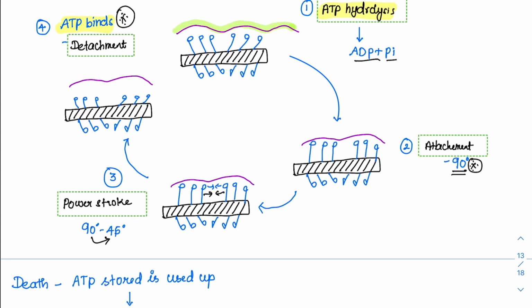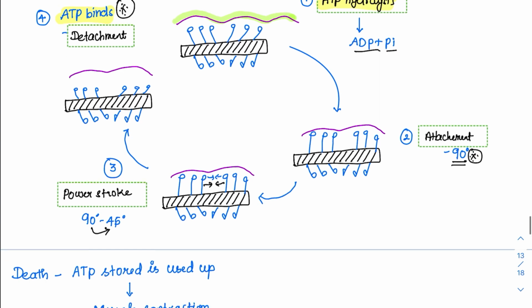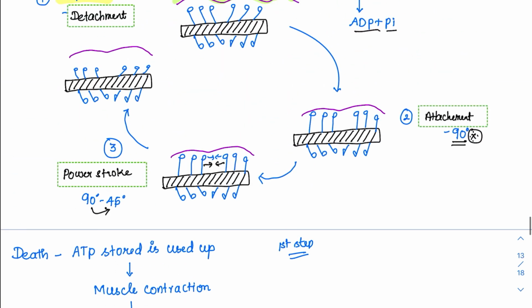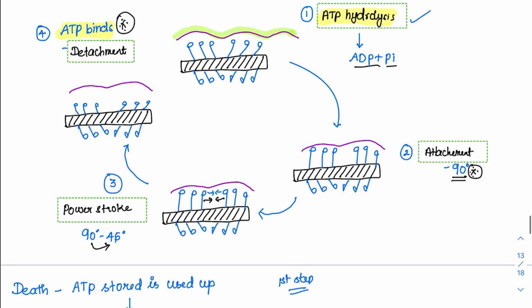There is one important MCQ here. What happens in case of rigor mortis? Whenever the person dies, after the death there is severe contraction of the muscle. In a living state, the person will have stored ATP. So the first step, ATP hydrolysis, will happen, attachment will happen, it will go for a power stroke. But since the person is dead, there is no new ATP generation.